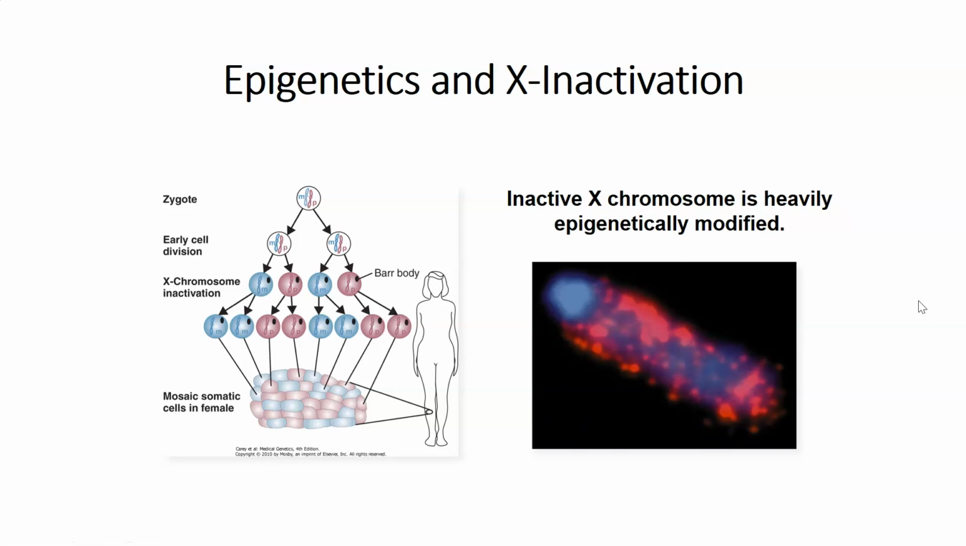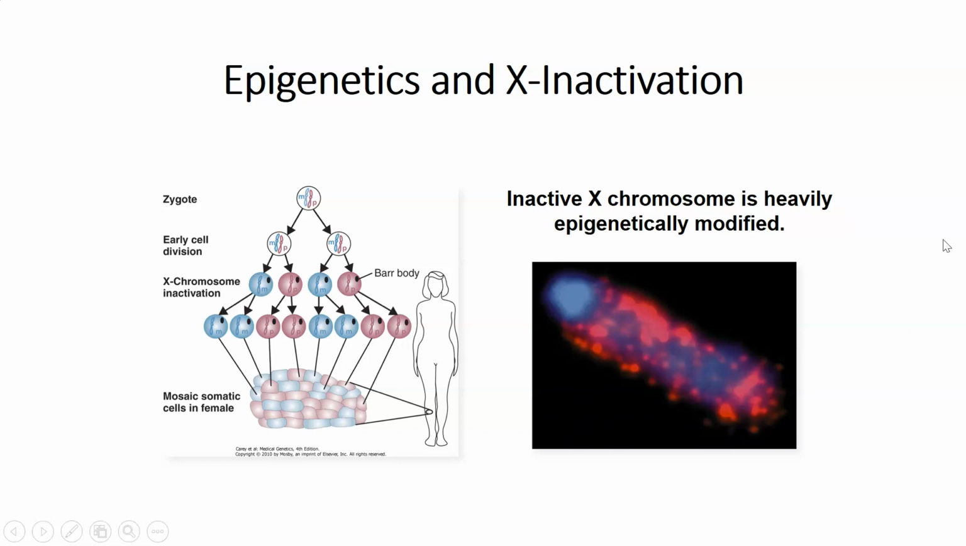Okay, how about the last example? How does epigenetics play a role in the process of X-inactivation? So if you recall from way back in the semester, we talked about how in mammalian development, one X chromosome early in development gets inactivated, and this occurs in every cell in a mammalian female, such that each cell has one active X chromosome and one inactivated heterochromatic bar body.